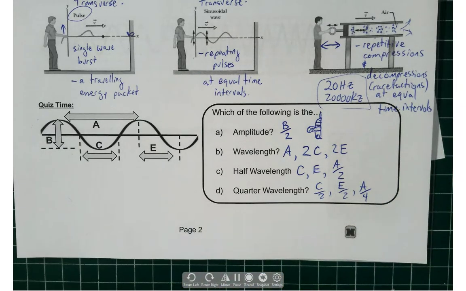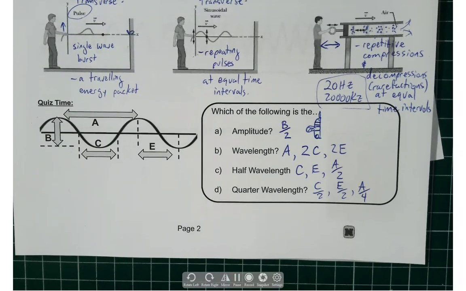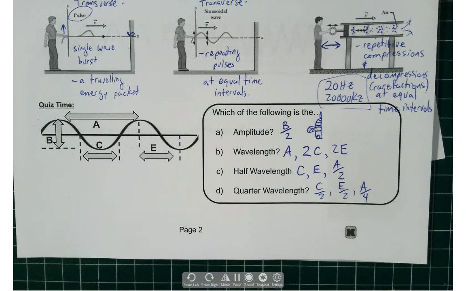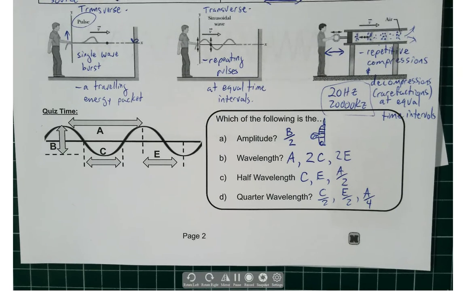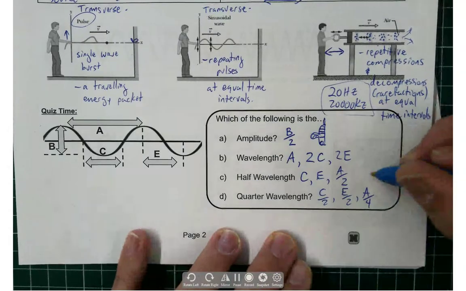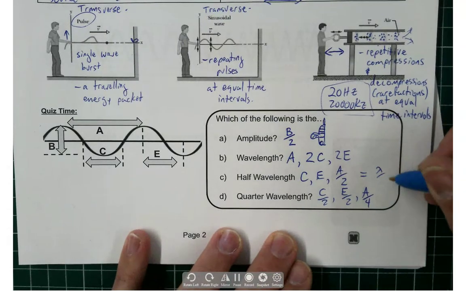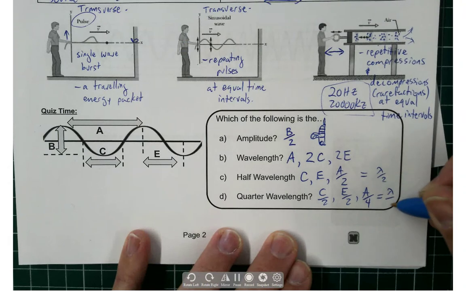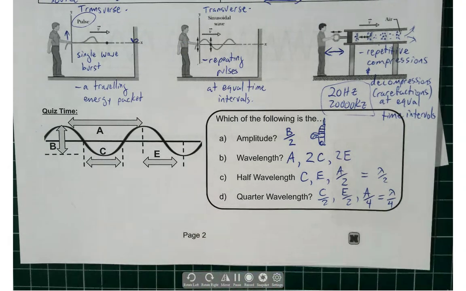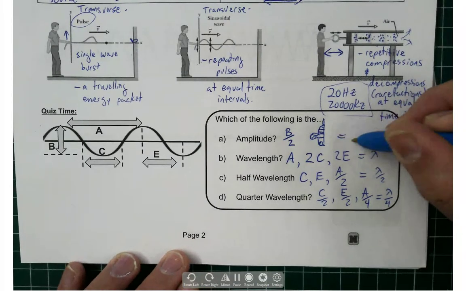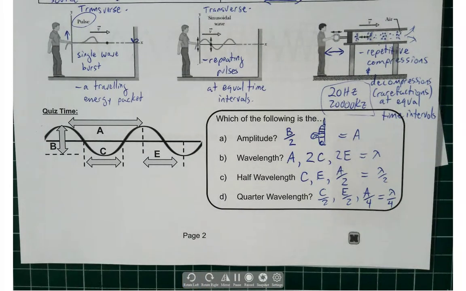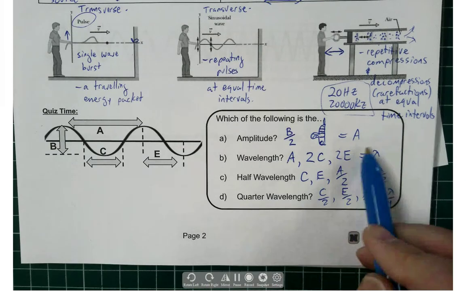All right, so people say, well, why would I care about half wavelengths and quarter wavelengths? It turns out that later on, when we talk about resonance and things, we need to know about quarter wavelengths and half wavelengths. Usually a half wavelength is written as lambda over 2, and a quarter wavelength as lambda over 4. And of course, a wavelength is just lambda, and amplitude is A for amplitude. Okay, that's how half a B can be an A.